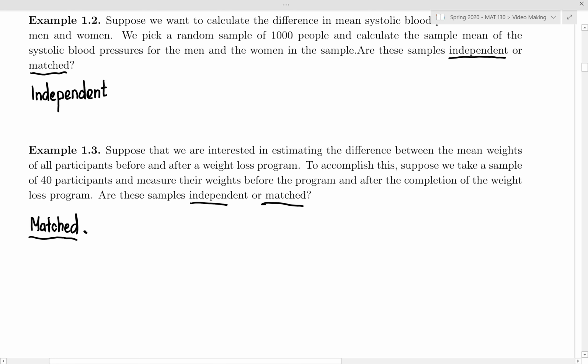Now that we have a notion of what independent and matched samples are, we are going to talk about inferential procedures for these two different types of samples, starting with independent samples.